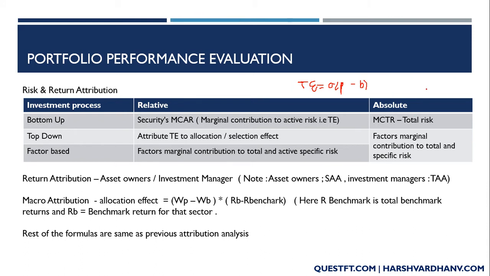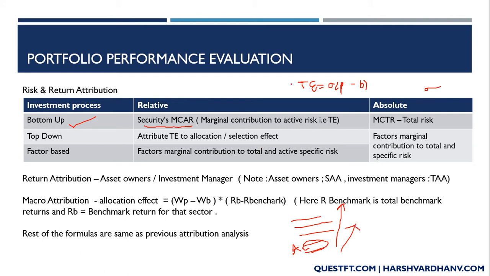And absolute is basically total risk. In this case, it could be standard deviation. So if it's a bottom up process, when we have a portfolio of securities, say B, C, D, when you're going bottom up, the lowest level is the security, right? It is the stock or the bond that you are attributing. So when you're doing a bottom up, it is the security's marginal contribution to active risk.